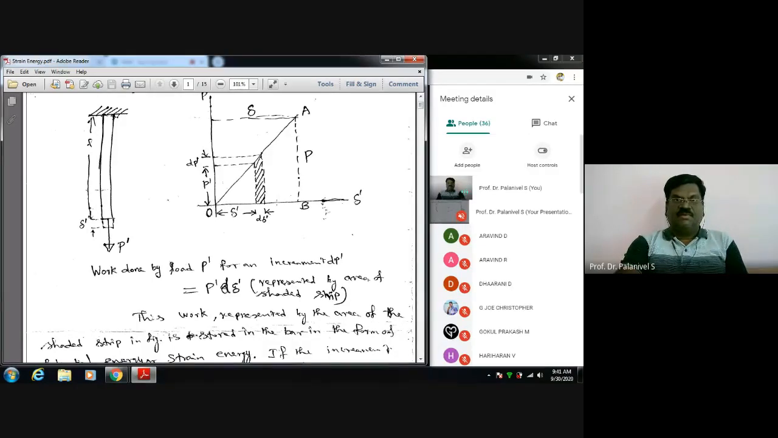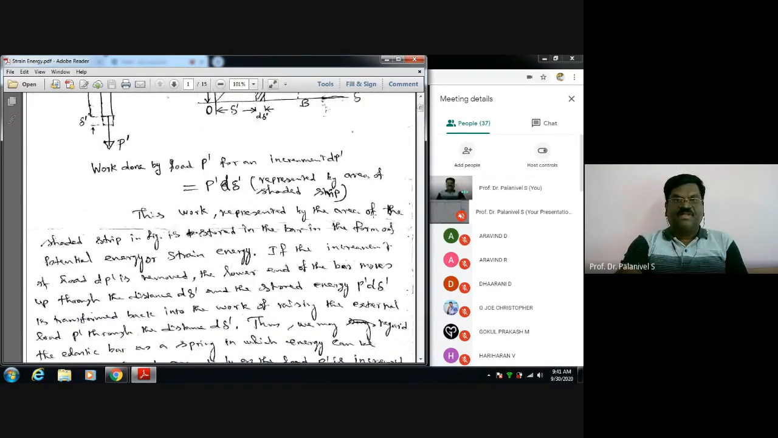For the force capital P, the total deformation is capital del. So the total area under the linear line here will be the energy stored, right? Let us see the discussion here. This work represented by the area of the shaded strip in the figure is stored in the bar in the form of potential strain energy. Potential strain energy means what? It is energy that is there, potential energy. As soon as you withdraw the force, the potential energy will be utilized to bring back the bar.